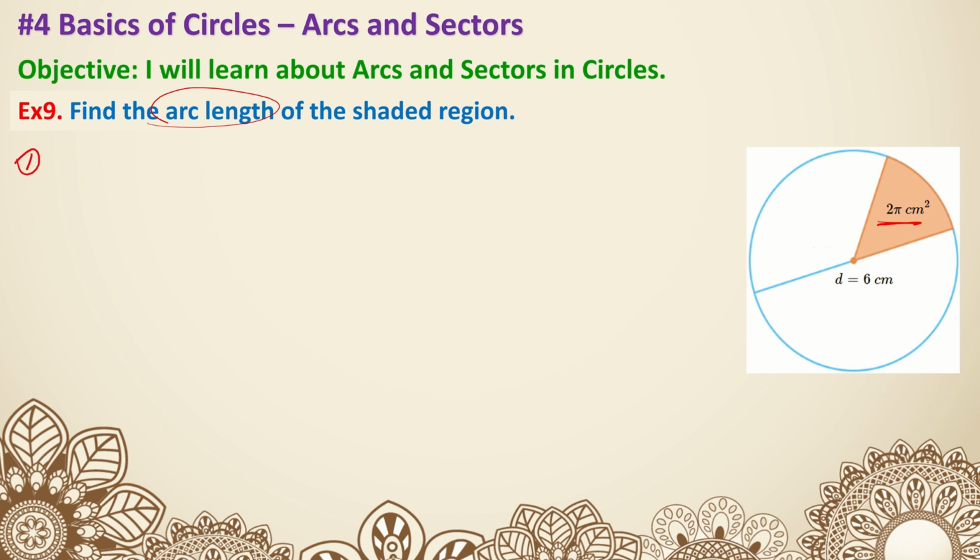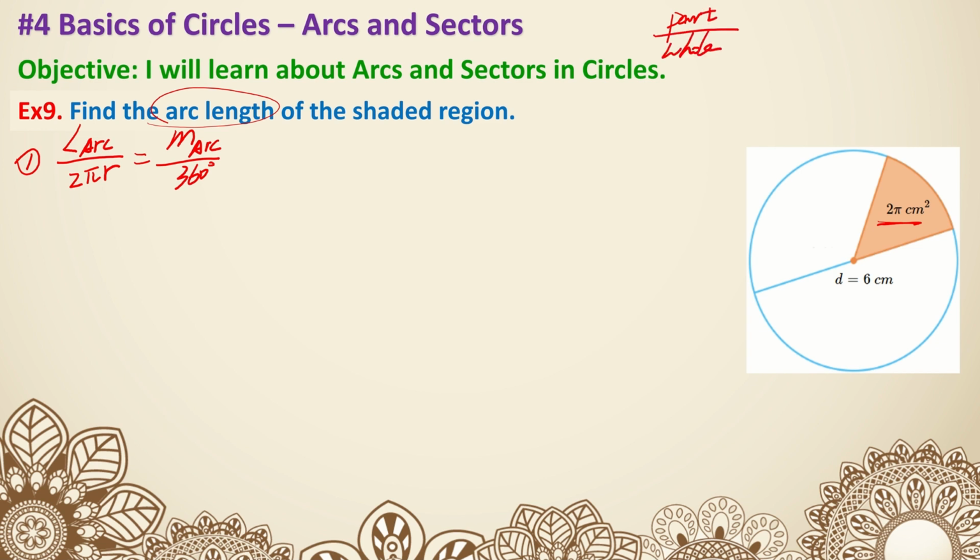Since you are given the sector area, let's quickly review the two formulas that we have learned. One is the arc length: the length of the arc over the circumference, which is 2 pi times r, is the same as the measure of the arc over 360. Again, the idea is part over whole. That's how we set up the ratio.